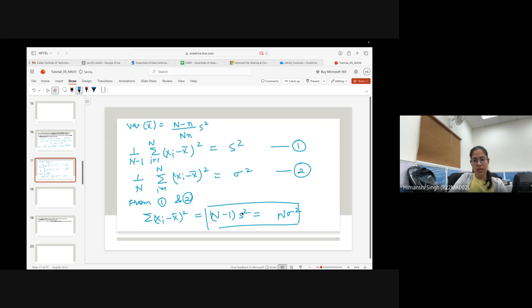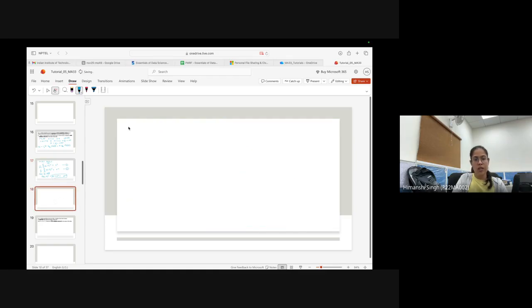So here we are using the capital S square. Okay, so (N minus 1) S square is equal to N into sigma square. So from here, which implies S square is N upon (N minus 1) into sigma square. Fine. So this is S square.